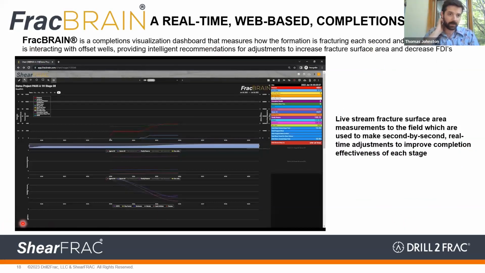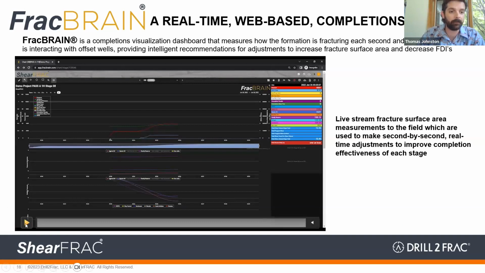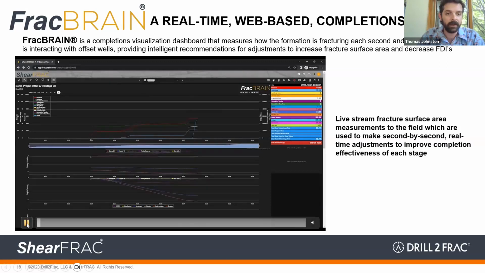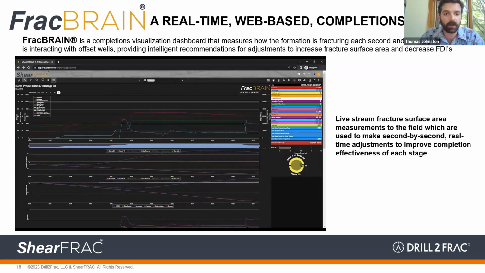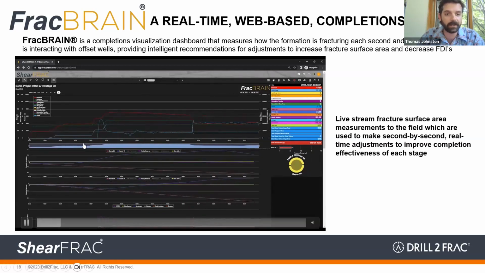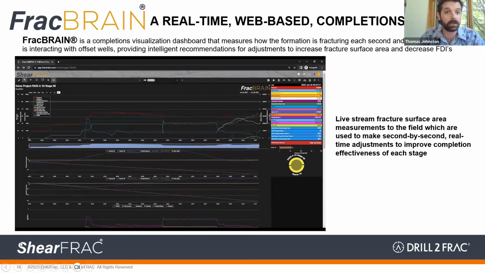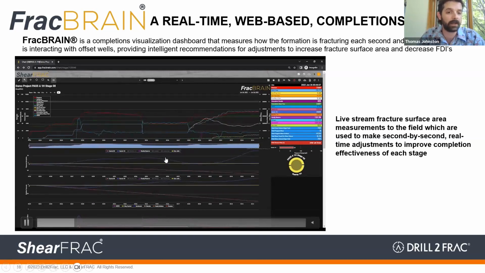So this is going to be a video. I want you to see how it actually looks in the data van. This is sitting in front of the completion engineer in the data van. The top chart is the primary chart. You'll see a white line go up and down. That's fracture density. And then a green area grows, which is the fracture surface area we're creating.